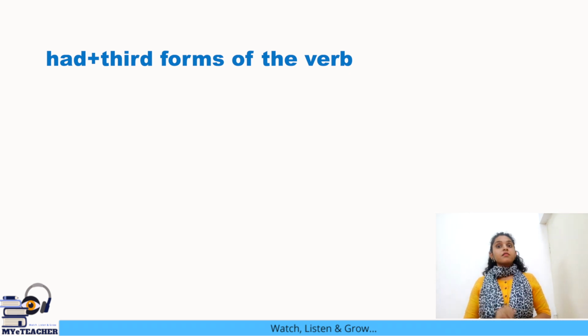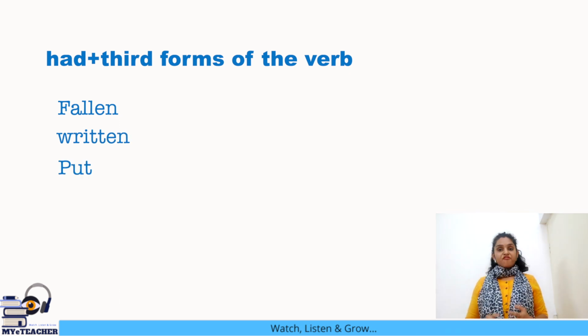Again here, the third forms of the verbs like fallen, written, put have been used along with the helping verb or auxiliary verb had. Doesn't matter if it is singular or plural, we simply have to use had along with the third form of the verb in past perfect tense.